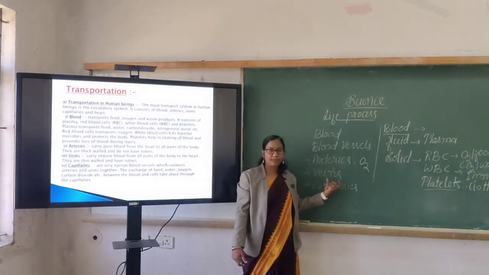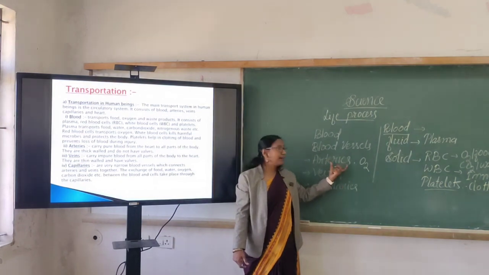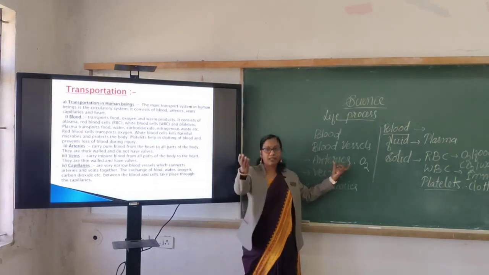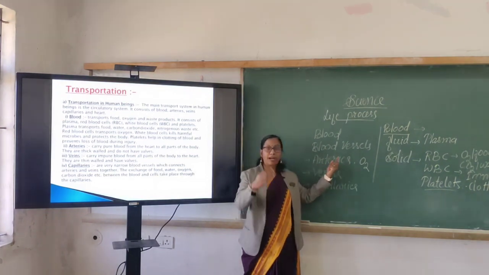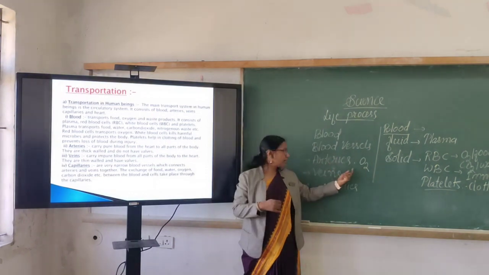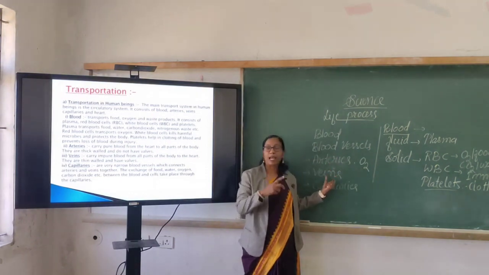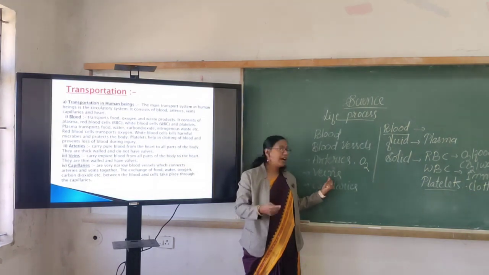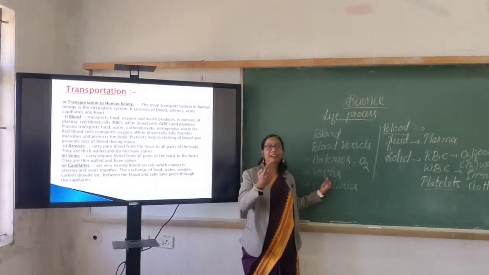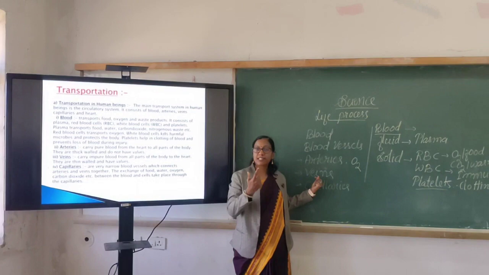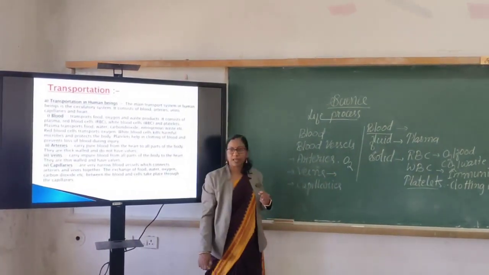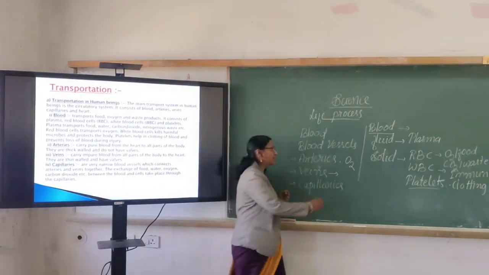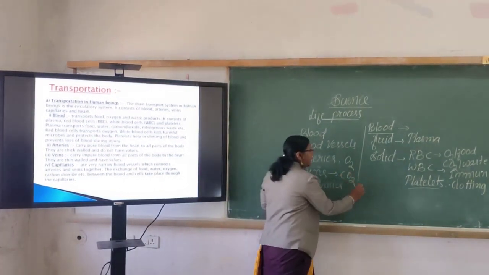Then veins. The arteries give the oxygen, and does the blood come back through the arteries? No, the blood will not come back through the arteries. Instead, the capillaries help in exchange of materials, and the blood will receive carbon dioxide. Once it receives the carbon dioxide, the blood will go to the veins and carry carbon dioxide with it.